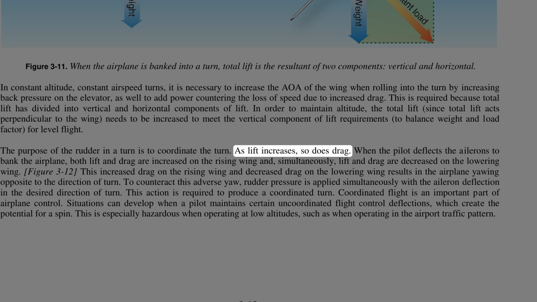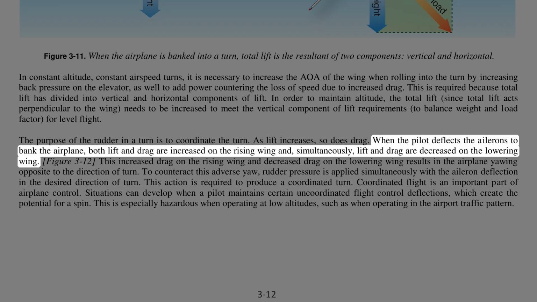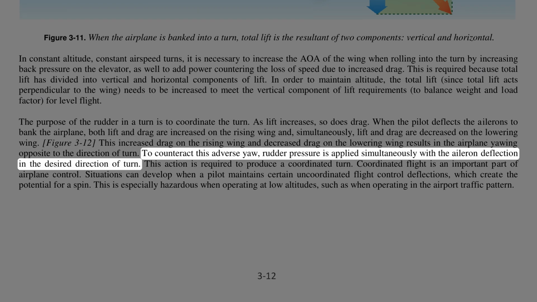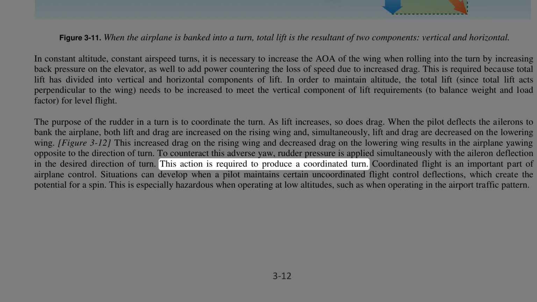As lift increases, so does drag. When the pilot deflects the ailerons to bank the airplane, both lift and drag are increased on the rising wing and, simultaneously, lift and drag are decreased on the lowering wing. This increased drag on the rising wing and decreased drag on the lowering wing results in the airplane yawing opposite to the direction of turn. To counteract this adverse yaw, rudder pressure is applied simultaneously with the aileron deflection in the desired direction of turn. This action is required to produce a coordinated turn.